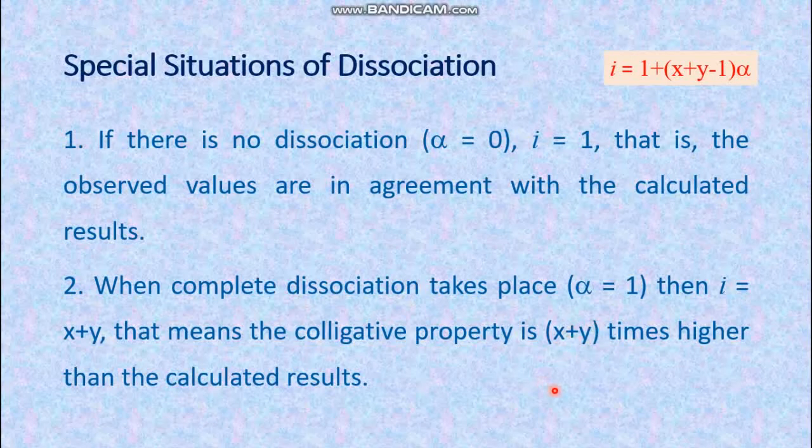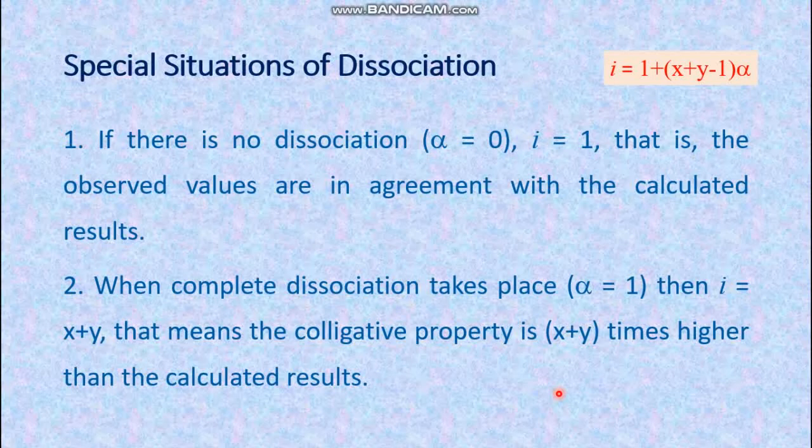If it is, say, calcium phosphate, then what is the value? 3 plus 2. That means the value is 5, isn't it? Yes, the value is 5: 2 phosphate and 3 calcium, so the value is 5. So it should be 5 times greater.